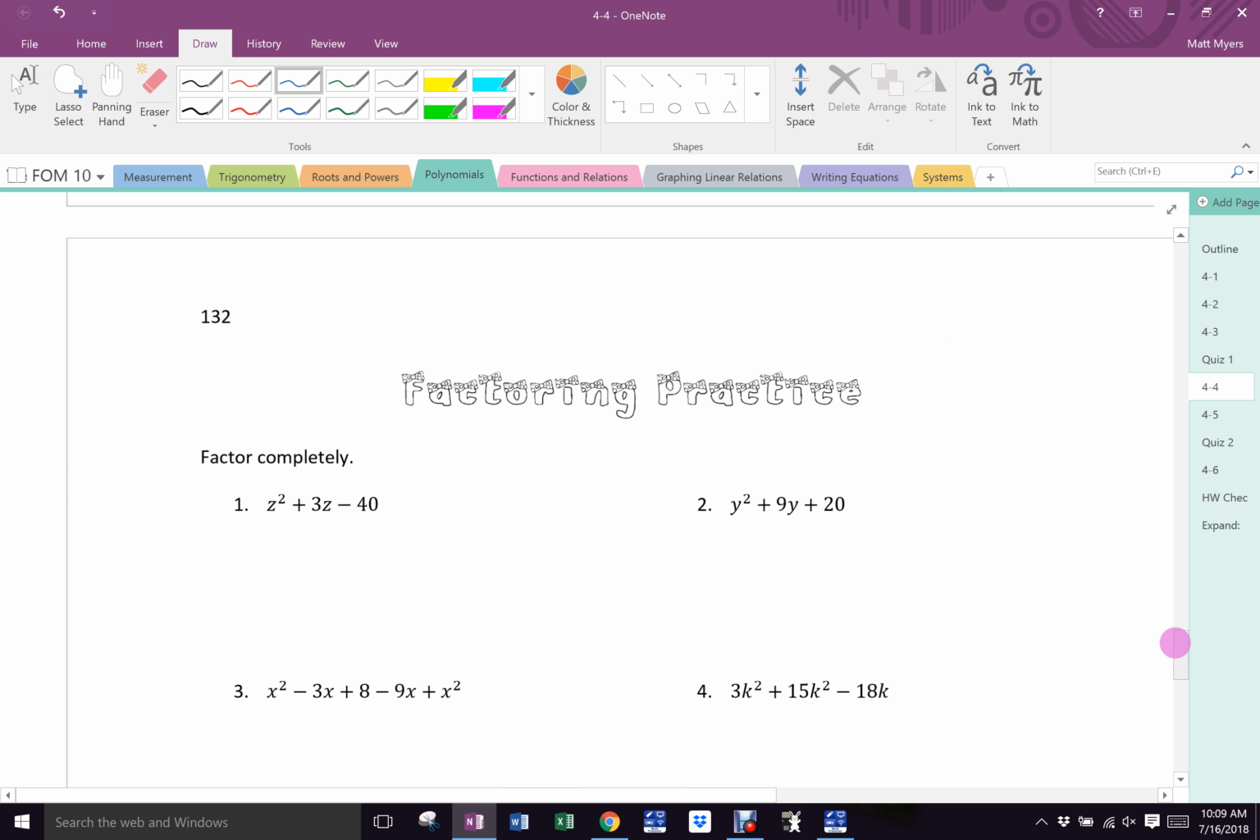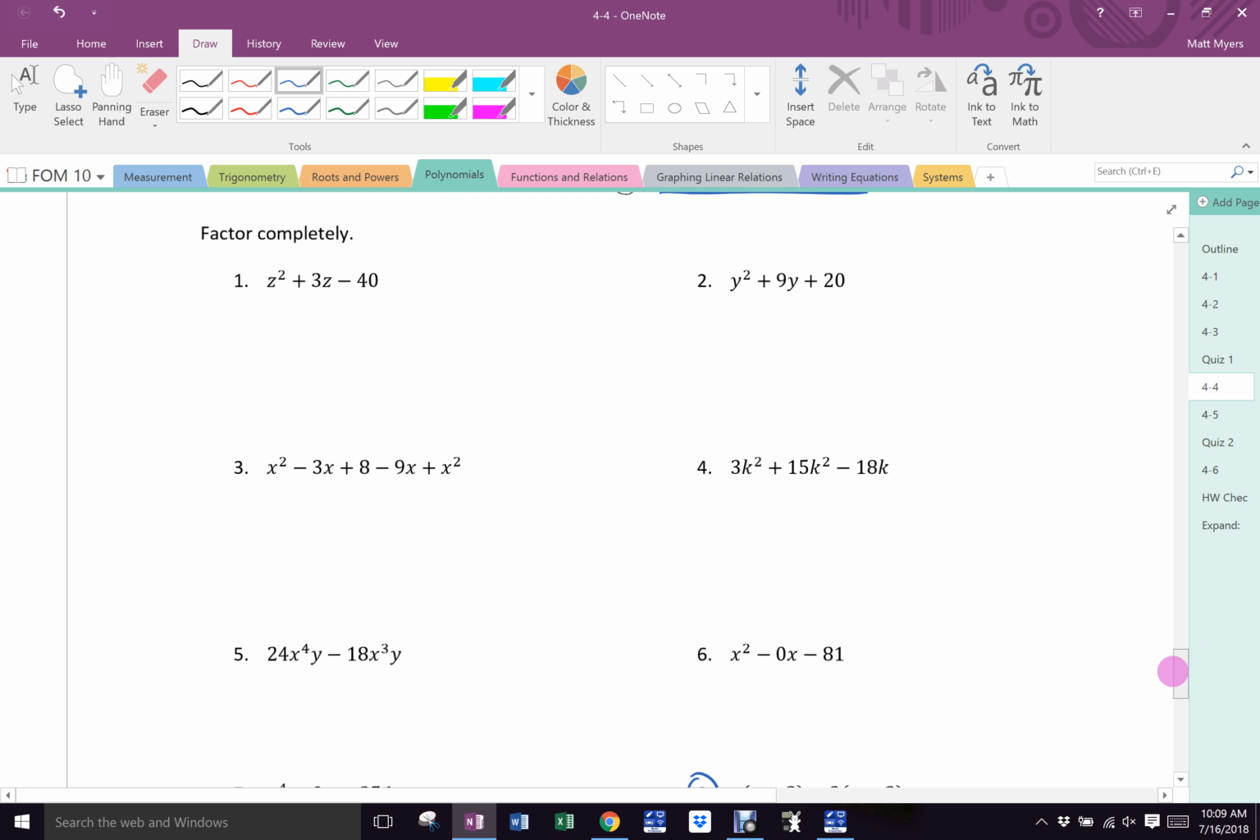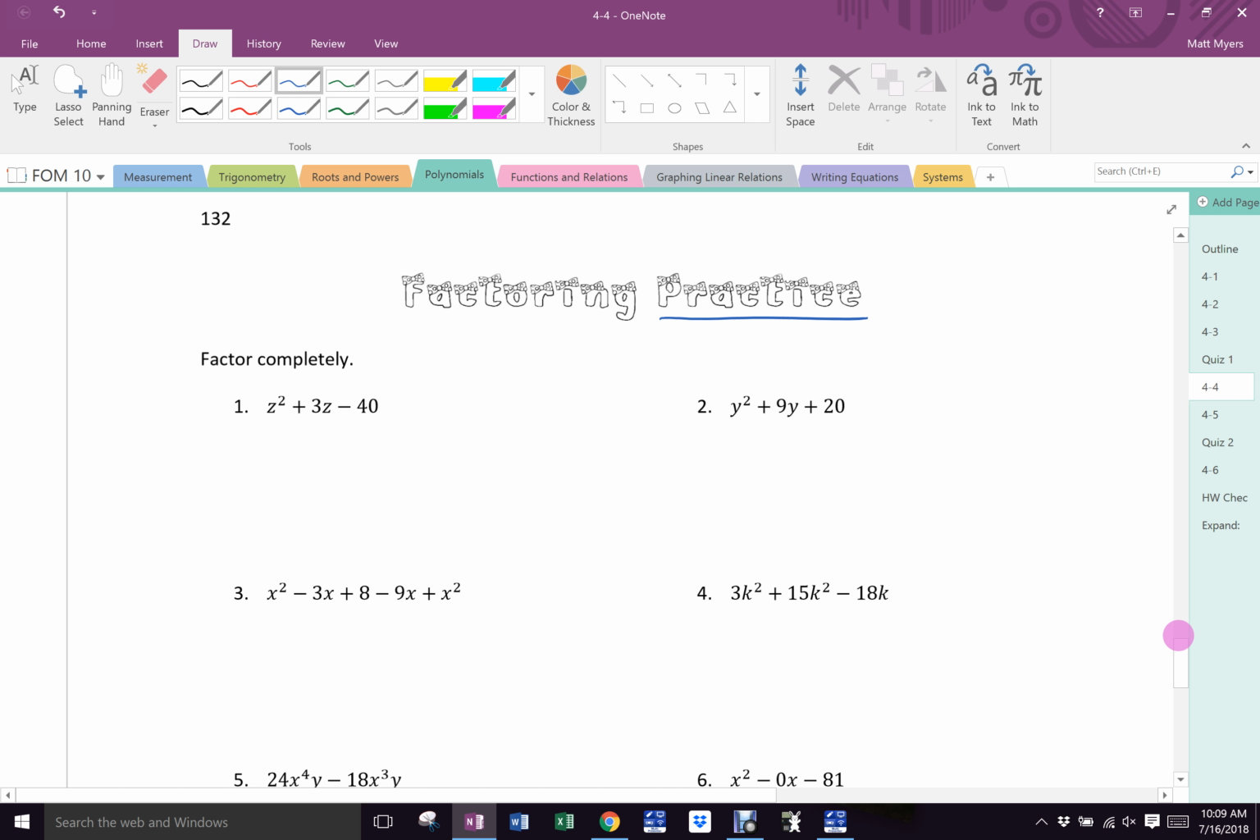This page, what's it say? Practice. So you should have been practicing. And everybody should have kicked this page's butt until number 8. Z plus 8 and z minus 5. This one, y plus 4, y plus 5. This one, ooh, tricky.